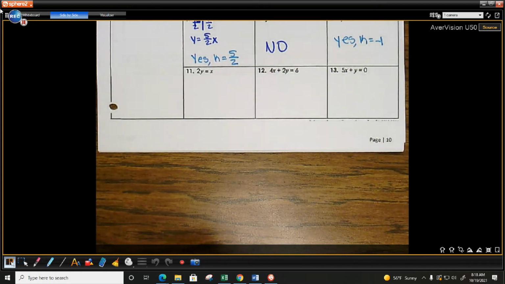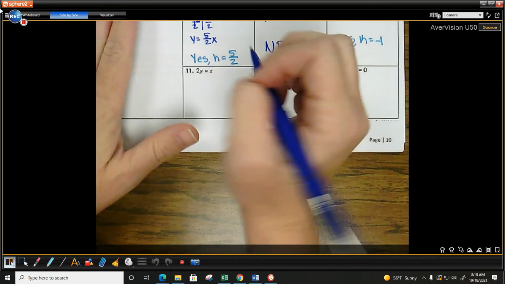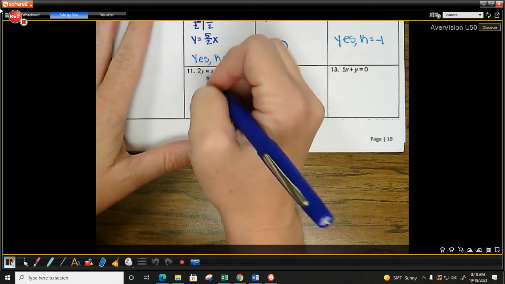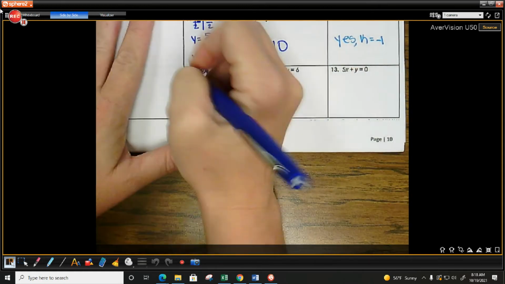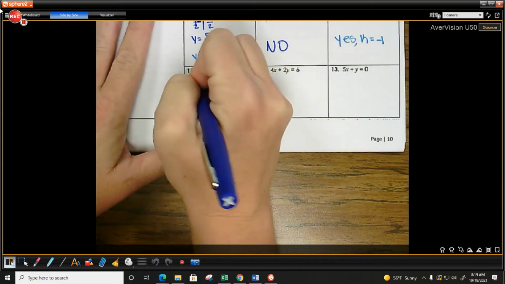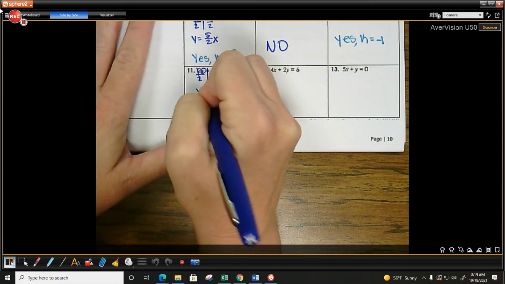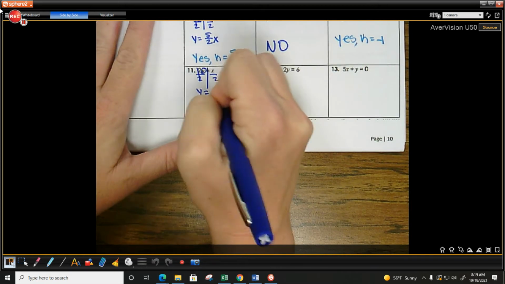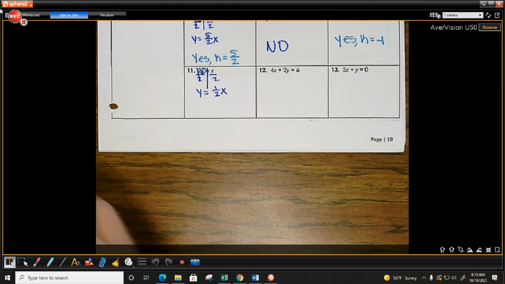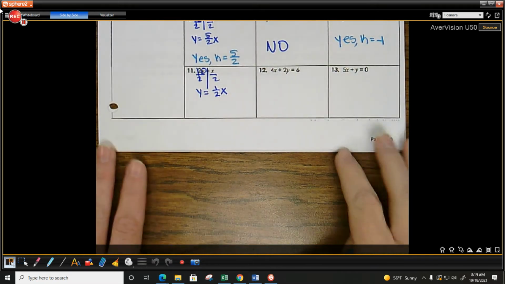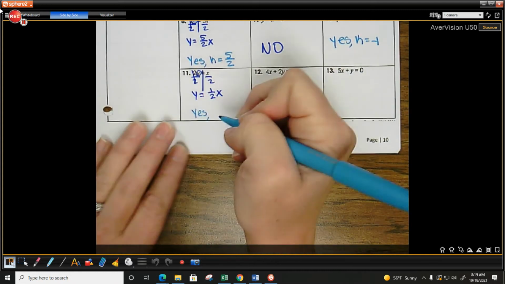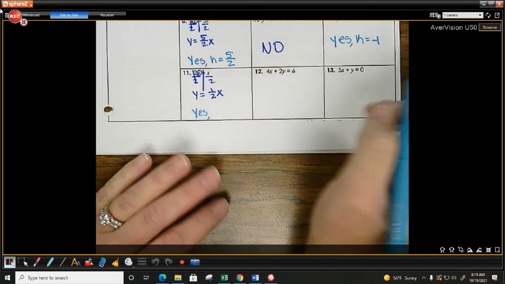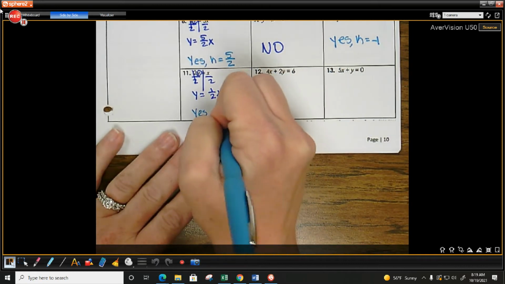Okay, number 11. Is this in y equals form? Is it solved for y? Nope, so we have to solve it for y. What am I going to do? Divide both sides by 2, and we get y equals what? 1/2 what? X. Very good. Is that an example of direct variation? Yes. There's no plus or minus number out to the side. What's my k? 1/2.